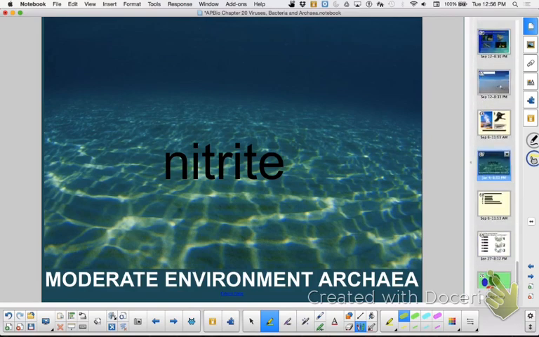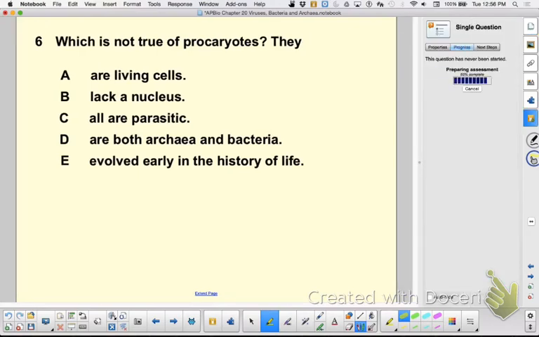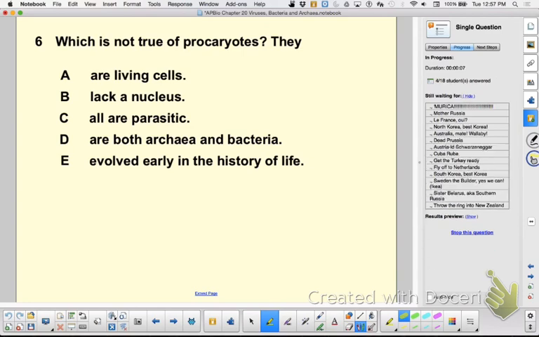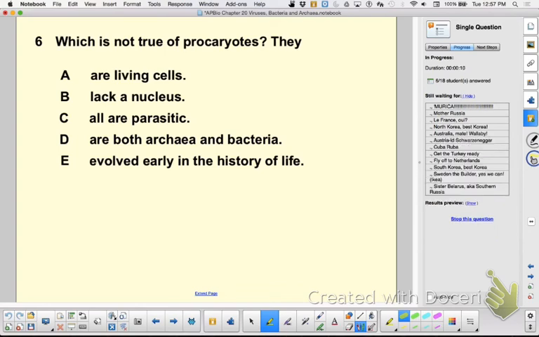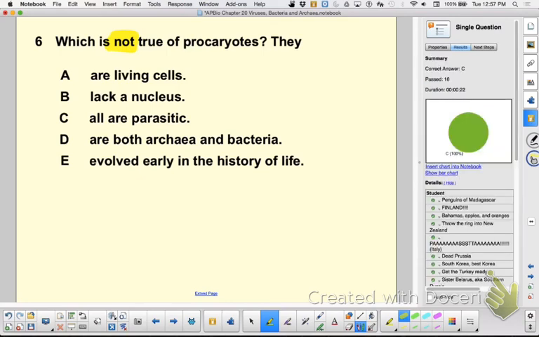So what's this one right here? I'll let you answer it. And Archaea are, even though they're prokaryotic, more closely related to what? Your eukaryotes. Good. So remember, when a question says which is not true, then assume all of them are true, and just keep going: is this true? Is this true? Is this true?